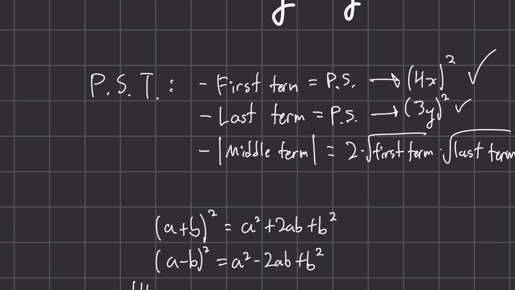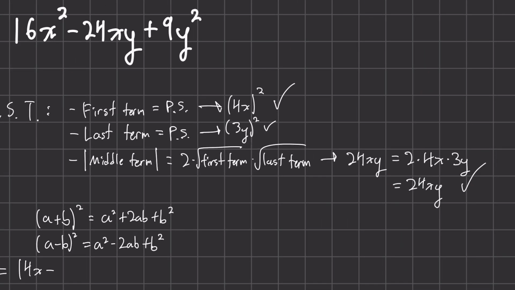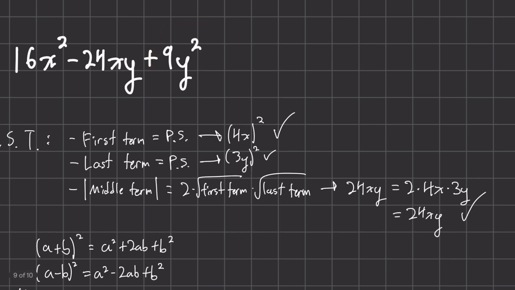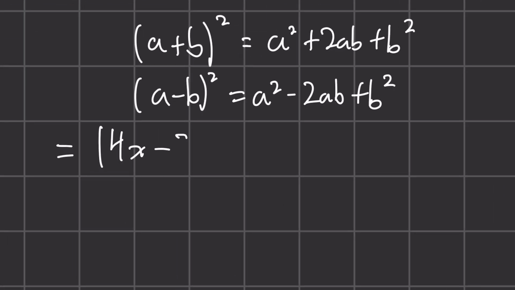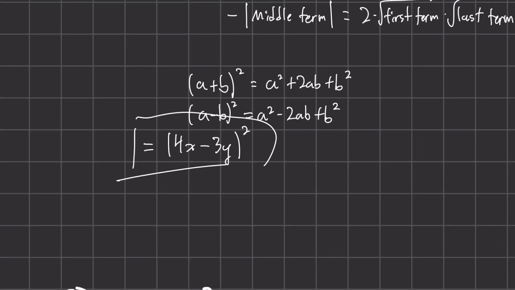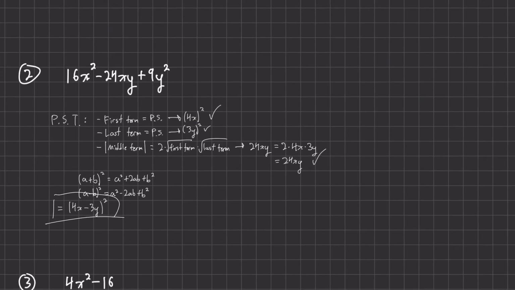It's going to be minus, and then we take the square root of our second term here, which is going to be 3y. And that squared is your factored form. And that would be our full solution.